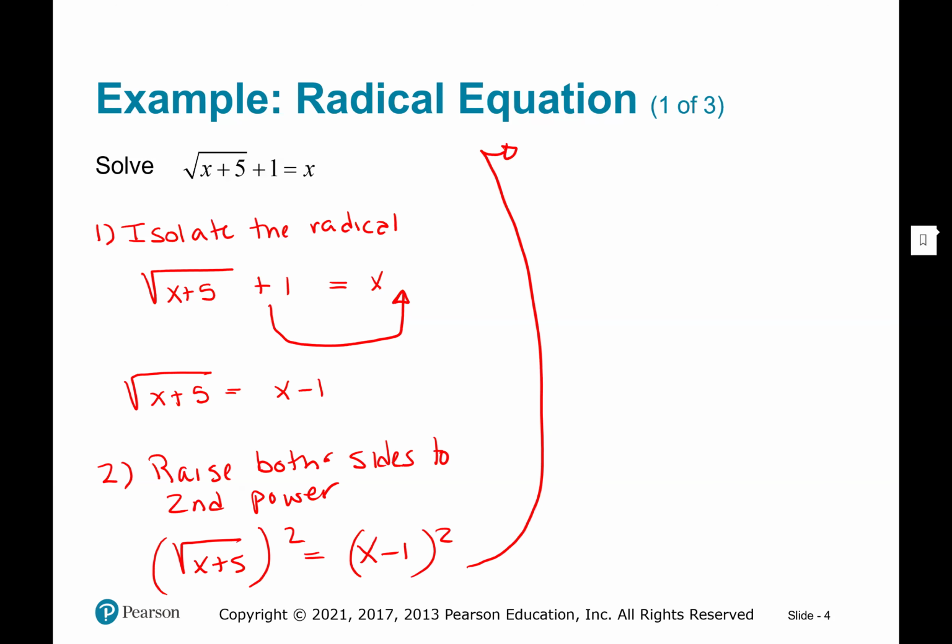What's the square root of x plus 5 squared? X plus 5. That is correct. What is x minus 1 squared? X minus 1 times x minus 1. Very good. Which is what? X squared minus 2x plus 1. Got to FOIL it or use the formula for squaring a binomial, whatever you want to do. Now what do I do?